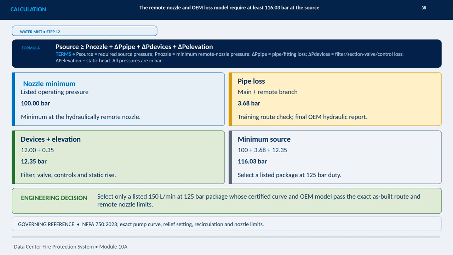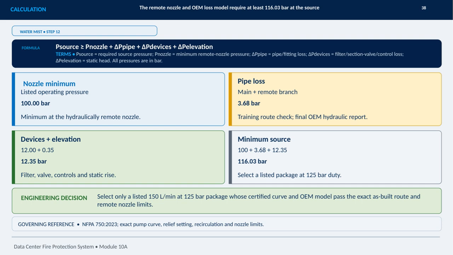Filters, valves, controls, and static rise add another 12.35 bar, made up of 12.00 bar for devices and 0.35 bar for elevation. Adding those values gives a minimum source pressure of 116.03 bar. That number is the hydraulic threshold, not automatically the equipment selection.